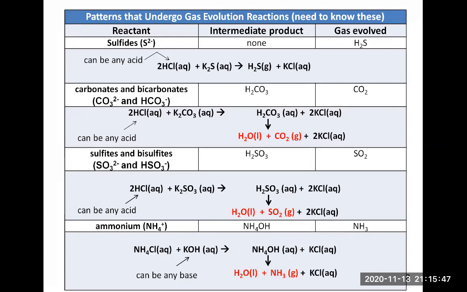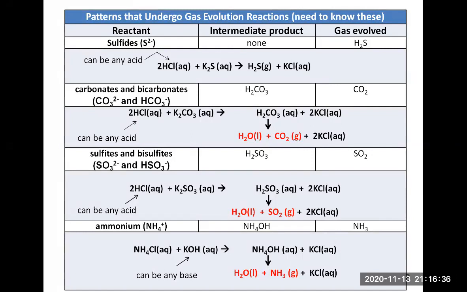In the case of carbonate and bicarbonate, carbonate is CO3 negative 2 and bicarbonate is HCO3 negative 1. When you combine carbonates and bicarbonates with acid, like HCl, it can be any kind of acid, but here the example shows HCl, how the hydrogen combines with the carbonate to form the carbonic acid, H2CO3. And H2CO3 is very unstable and it will decompose into H2O and CO2, the carbon dioxide gas. And so that's how this is a gas evolution reaction.